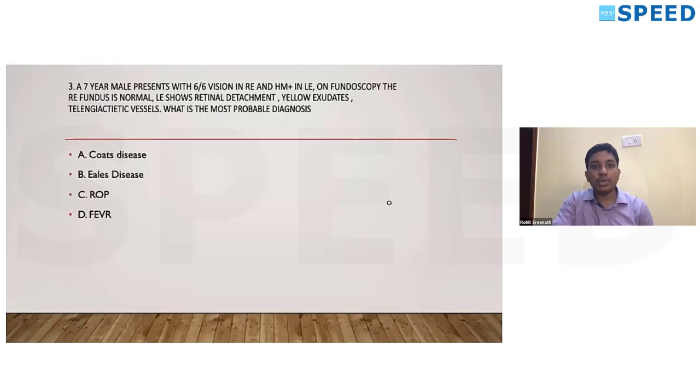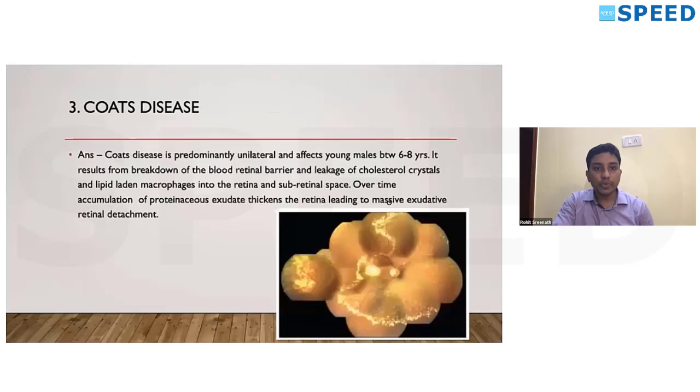Next, we have a 7-year-old male who presents with 6/6 vision in the right eye and hand movements in the left eye. On fundoscopy, the right eye fundus is normal. The left eye shows the presence of a retinal detachment. The patient has yellow exudates and telangiectatic vessels. So what is the most probable diagnosis? The answer here is Coats disease. Remember, Coats disease is typically unilateral, seen commonly in boys. Age group is about 7 to 8 years. There is a breakdown of the blood retinal barrier, because of which there is leakage of cholesterol, lipoproteins, and lipid-laden macrophages into the retina and the subretinal space. Over time, these proteinaceous exudates thicken and lead to an exudative RD. So they can ask you what type of retinal detachment is seen. It is an exudative retinal detachment, which is a feature of Coats disease.